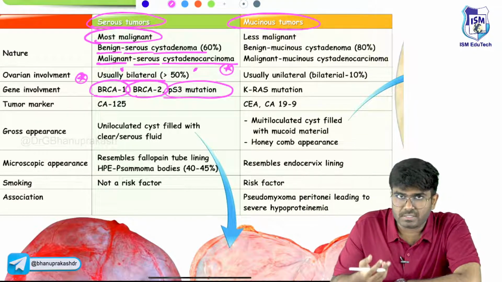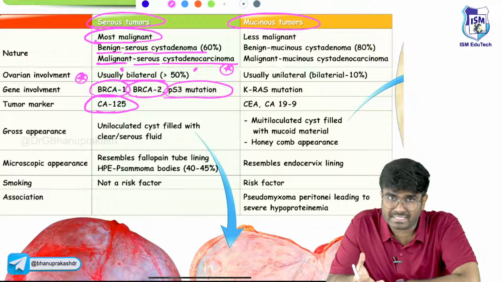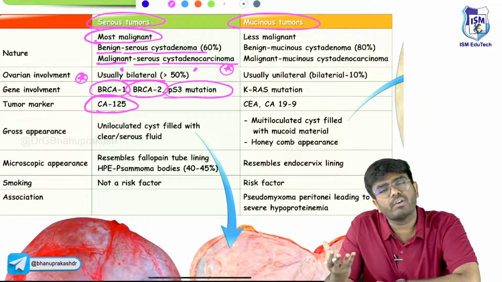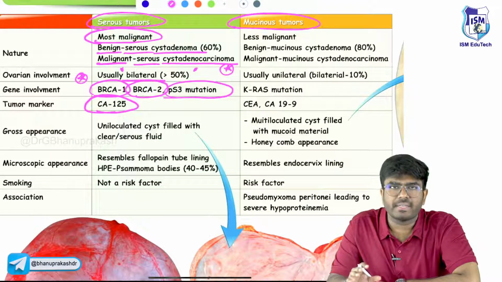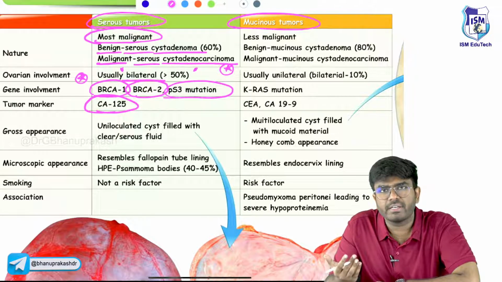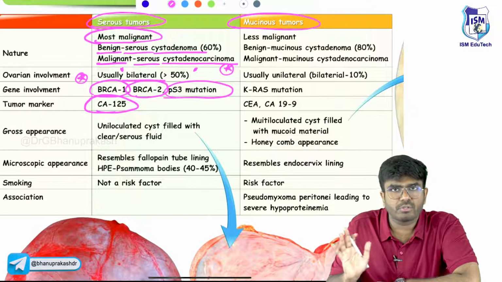So these cancers, what will they release? They will release CA125. It's a tumor marker. They secrete CA125. So CA125 is a marker of ovarian cancer. Of course it is not specific. The CA125 levels are also elevated in uterine fibroids and endometriosis, but CA125 levels are usually raised.